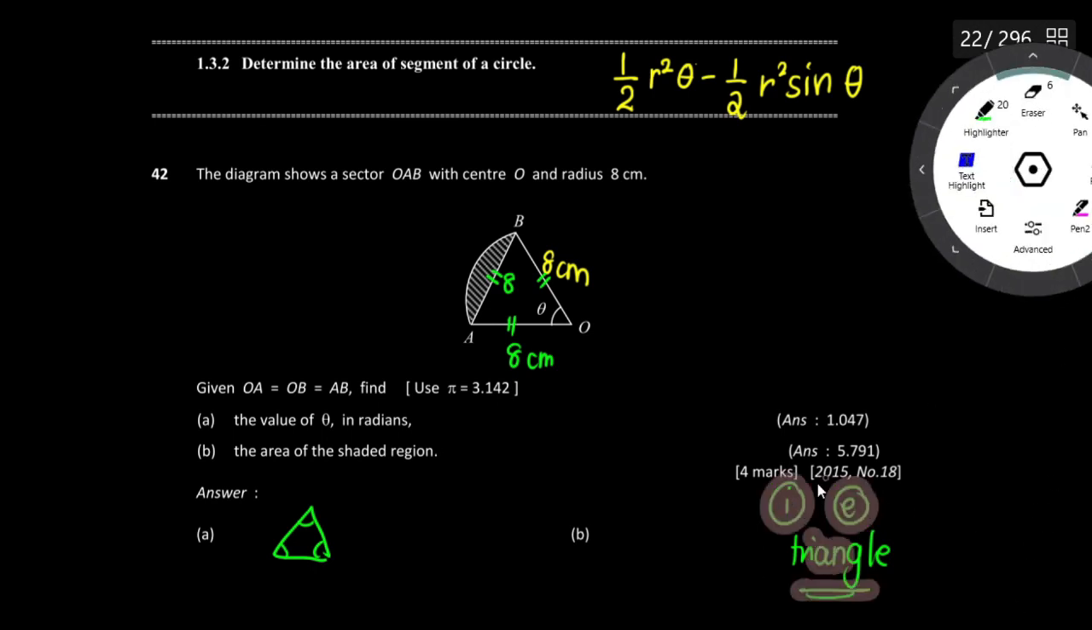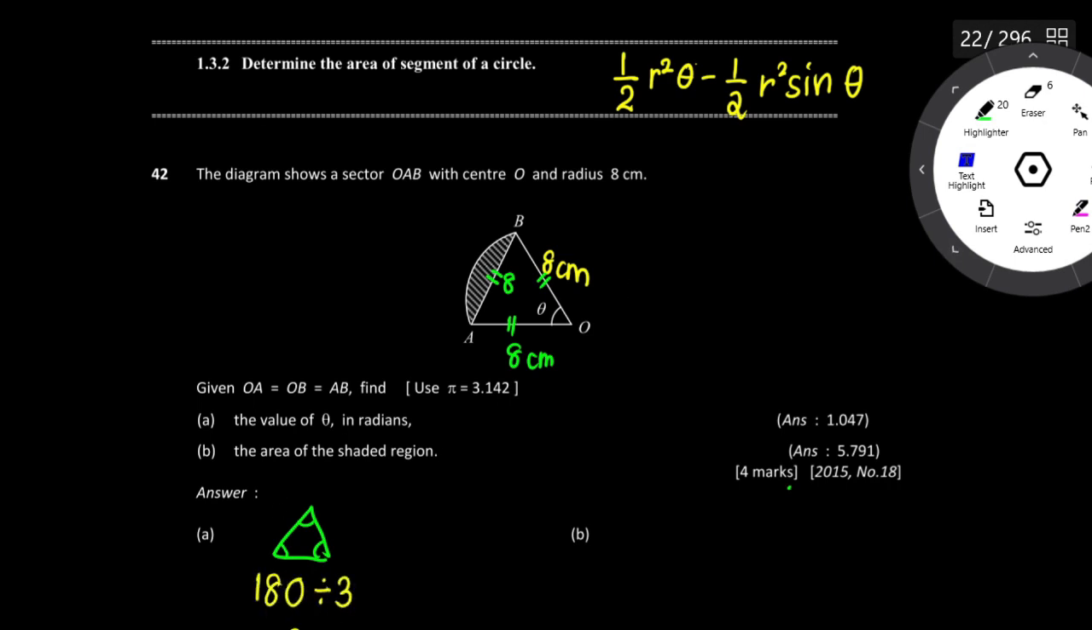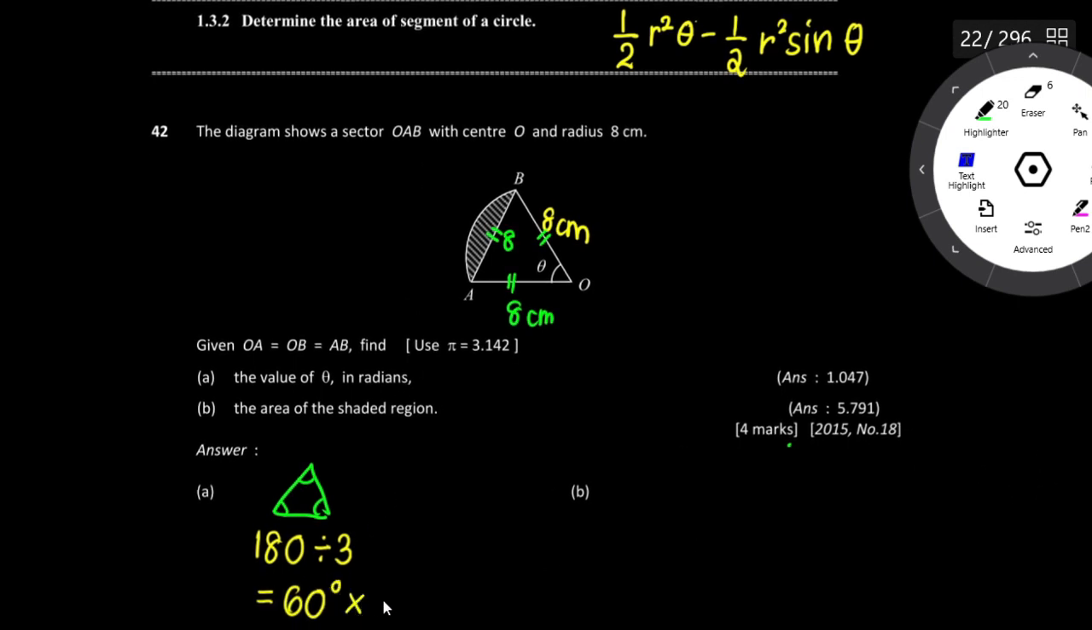So if you see here, all the angles are the same, so straight away take 180 divided by 3. You get 60 degrees. But since they want it in radians, you multiply by pi over 180. So 60 times pi over 180, you get 1.047 radian. So part A is done already, because this should be 1 mark only. Now find the area of the shaded region.